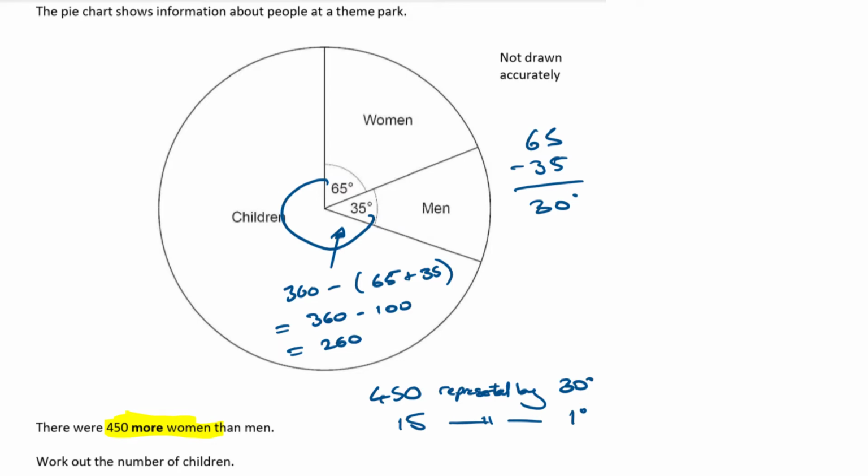So then the number of children is going to be 260 degrees multiplied by 15 children per degree. So what's that? 260, I think it's 3,900. Let me just double check. 260 times 15, 3,900.